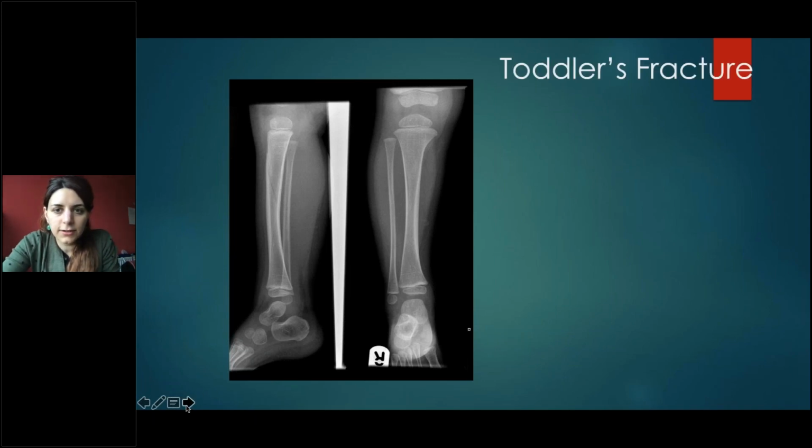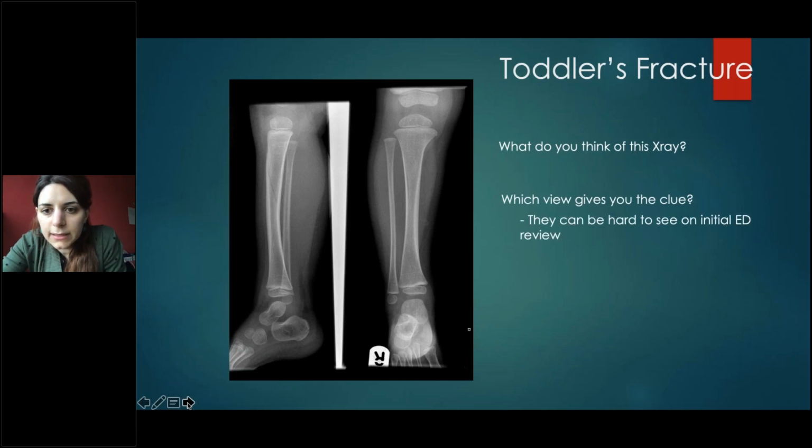So we've got a case of a toddler's fracture, which generally refers to a spiral fracture of the tibia. We've already covered that. As I've said, they can be hard to see. Are you worried about this presentation and this X-ray? And what are your concerns? Anyone worried that we may be missing something, or we may need to investigate? Yes, and Chantal has already said NAI.